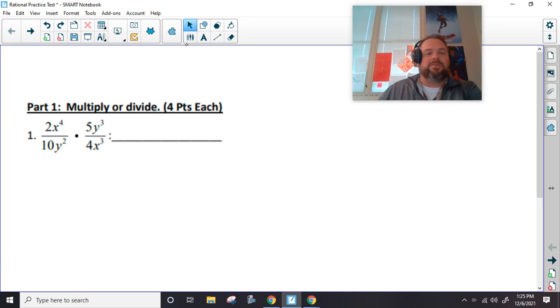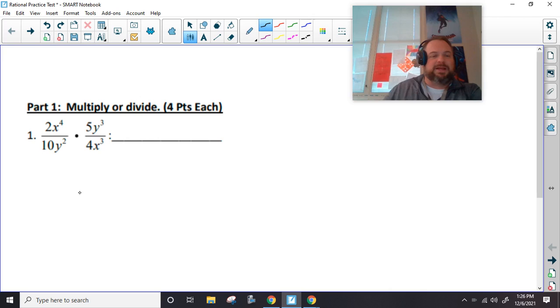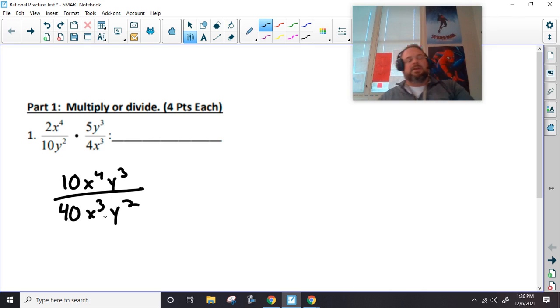All right, we're going over our rationals review for our test. Remember, when you multiply rationals, you just multiply straight across. So this would be 10 x to the fourth, y to the third. And then 10 times 4 would be 40 x cubed, or to the third, and then y squared. All right, so we can actually reduce this down.